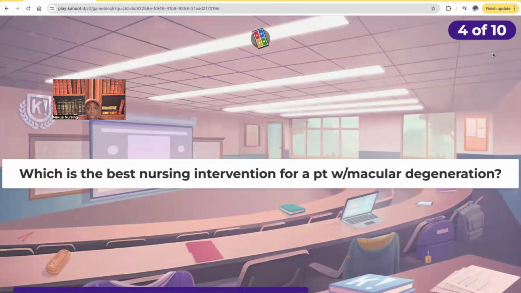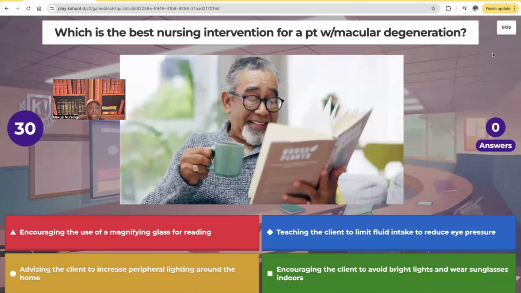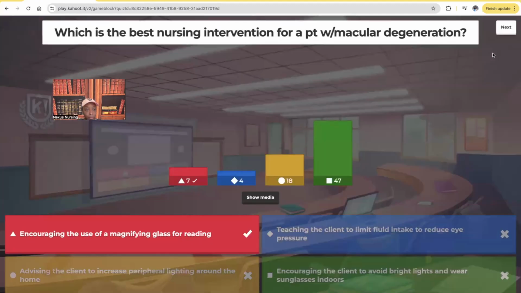Which is the best nursing intervention for a patient with macular degeneration? Is it encouraging the use of a magnifying glass for reading? Is it teaching the client to limit fluid intake to reduce eye pressure? Is it advising the client to increase peripheral lighting around the home? Or is it encouraging the client to avoid bright lights and wear sunglasses indoors? Encouraging the use of a magnifying glass for reading. This is the correct answer.